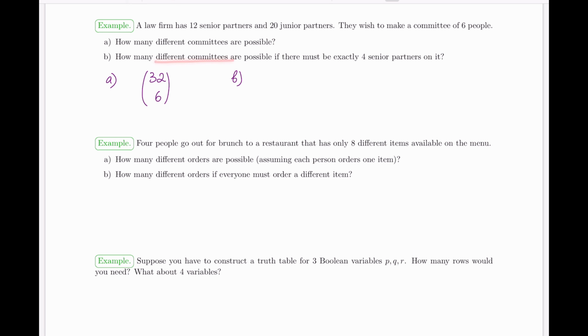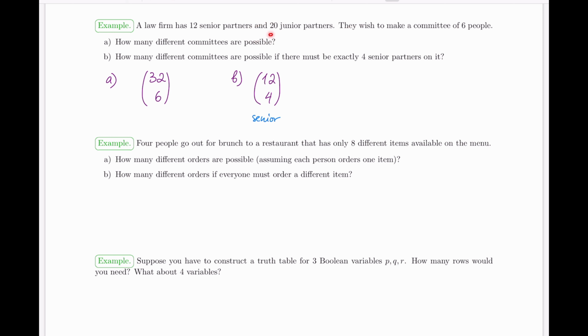How many different committees are possible if there must be exactly 4 senior partners on it? Okay, so I'm going to start by choosing 4 senior partners out of the 12 I have available. 12 choose 4. So this will correspond to senior partners. Now, I'm not done yet because my committee has to have 6 people. And I'm told I have to have exactly 4 senior partners, so I can't have 5 or 6, which means that once I've chosen my 4 senior partners, the 2 other people on the committee must come from junior partners.